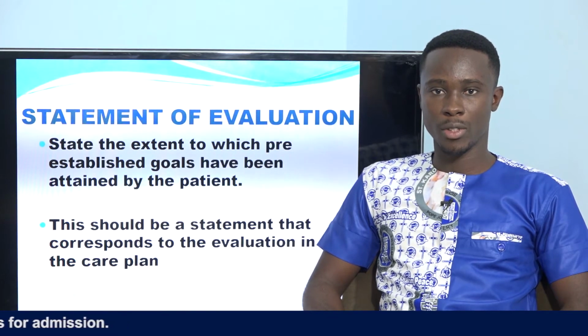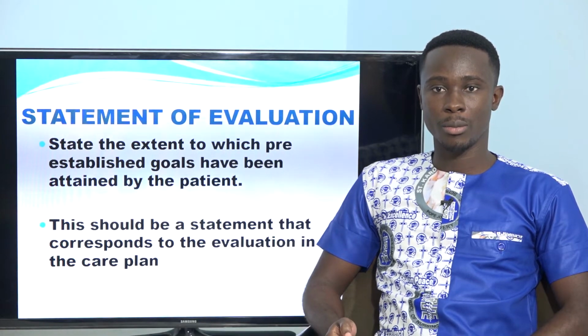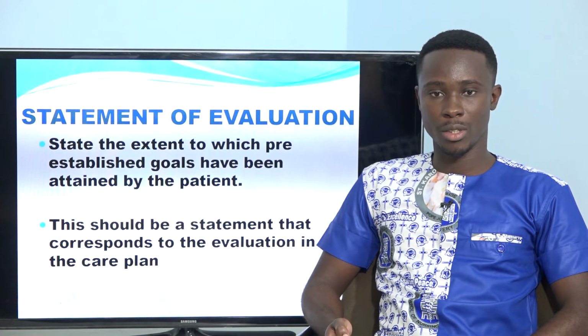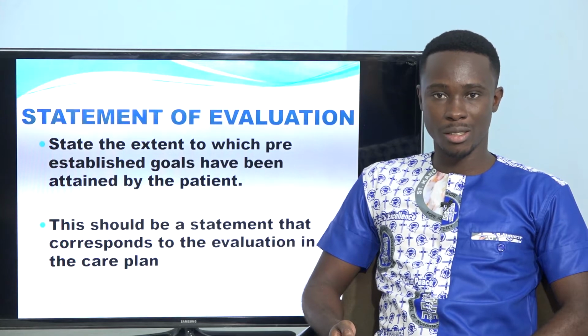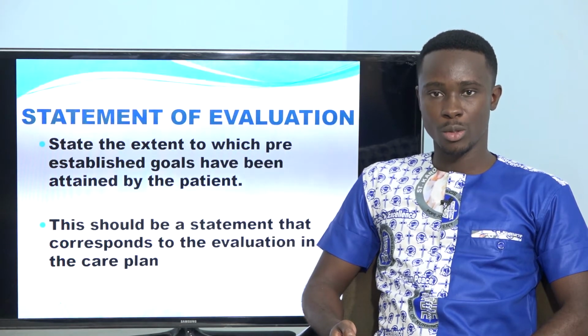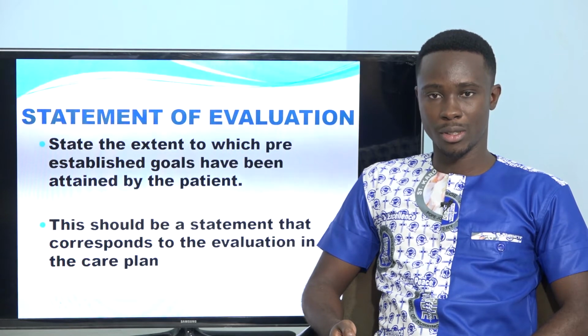So with the statement of evaluation, you state the extent to which pre-established goals have been obtained by the patient. So we are trying to see whether the pre-established goals have been attained by the patient. So you set some goals, you have some measurabilities, and we want to find out whether these goals have been met. So this should be a statement that corresponds to the evaluation in the care plan.